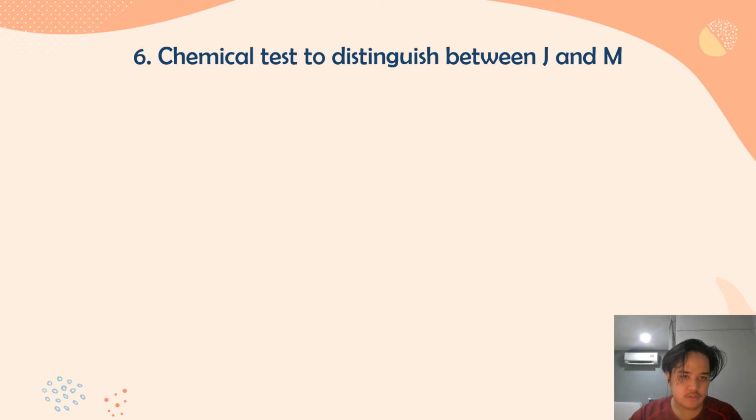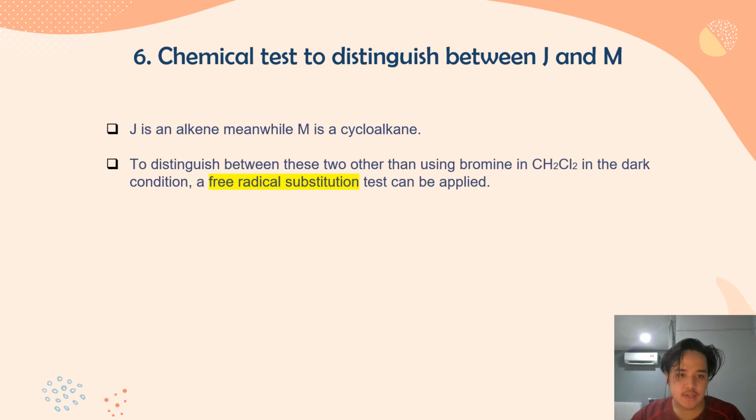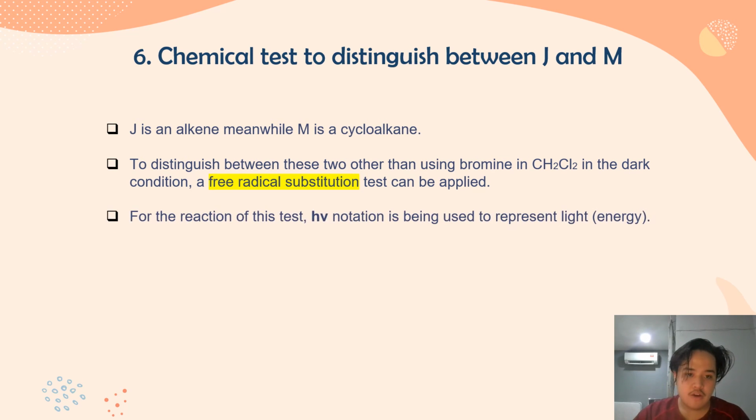So we move on to the next one, which is a chemical test to distinguish between J and M. J is an alkene, meanwhile M is a cycloalkane. To distinguish between these two, other than using bromine in dichloromethane in the dark condition, the free radical substitution test can be applied. For the reaction for this test, hv notation is being used to represent light.